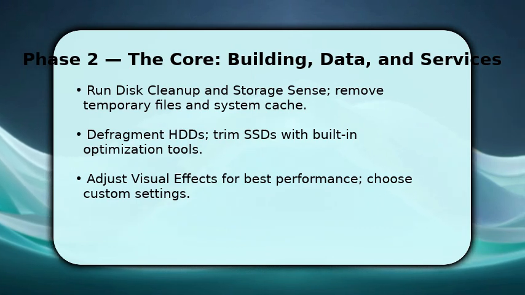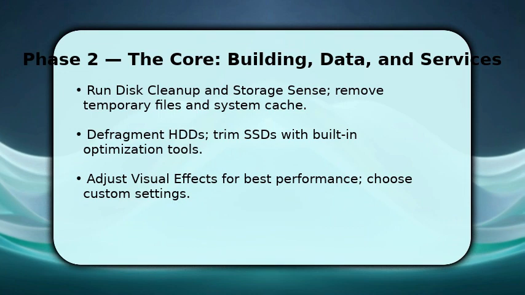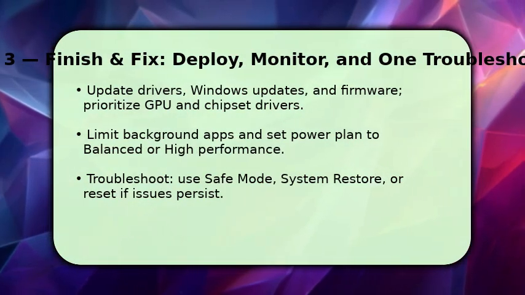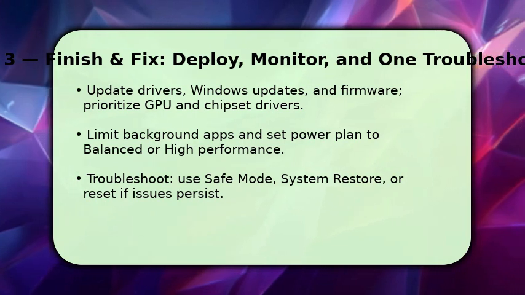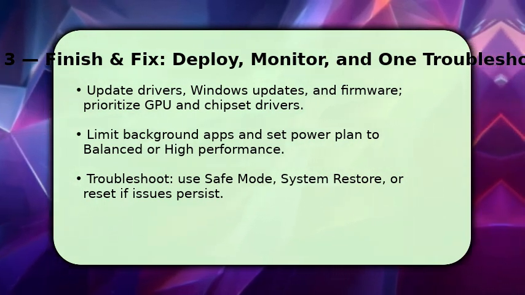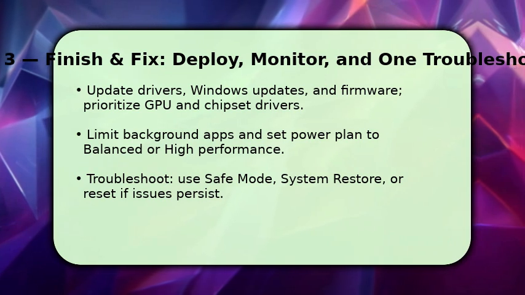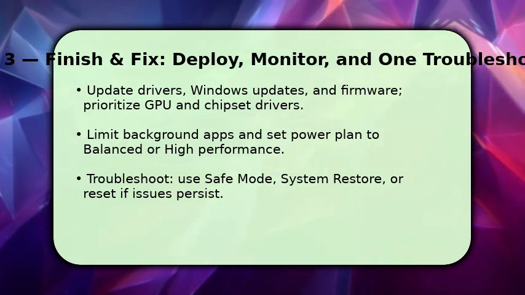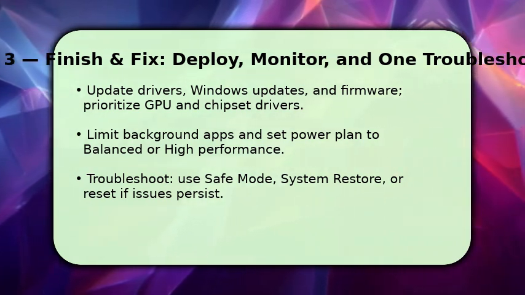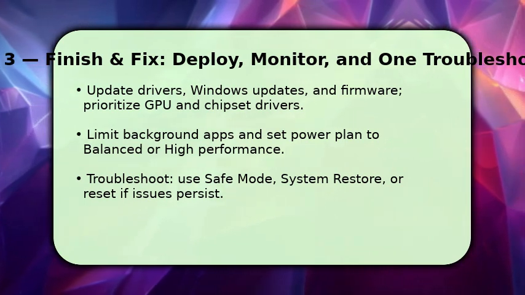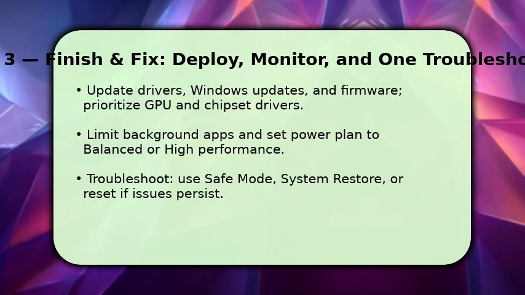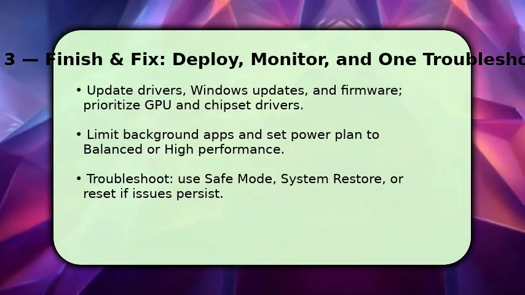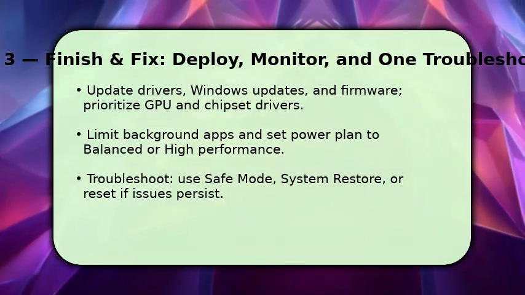Finish by updating drivers, especially GPU and chipset, and installing all pending Windows updates. Firmware updates can fix performance bugs. Then limit background apps in settings and choose a balanced or high-performance power plan depending on your needs. Once configured, restart and test typical workflows. If you run into problems, boot into safe mode to isolate the issue, use System Restore to roll back recent changes, or perform a Windows reset as a last resort.